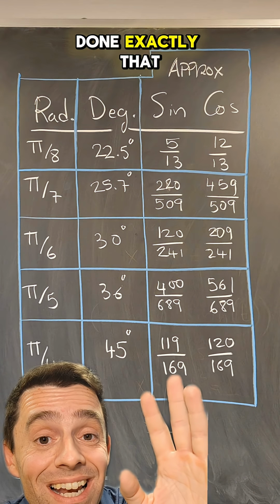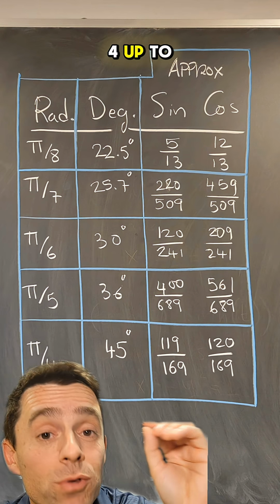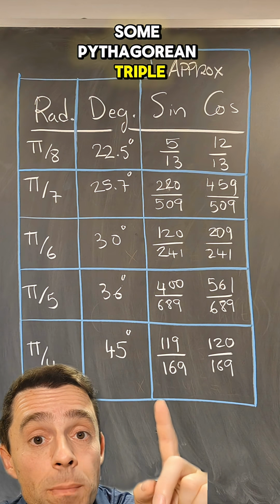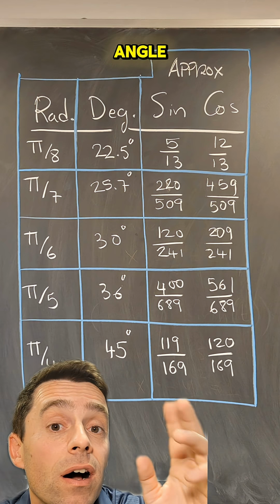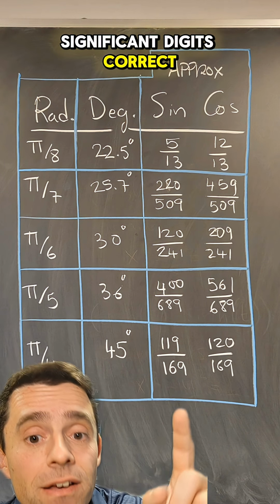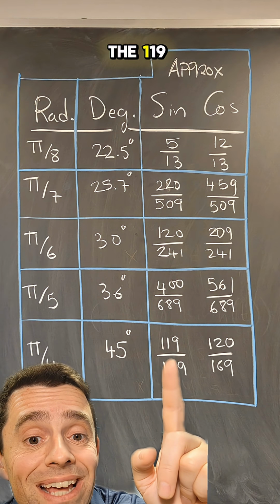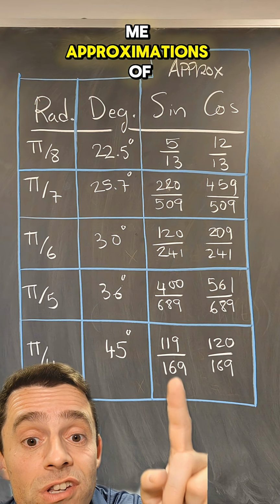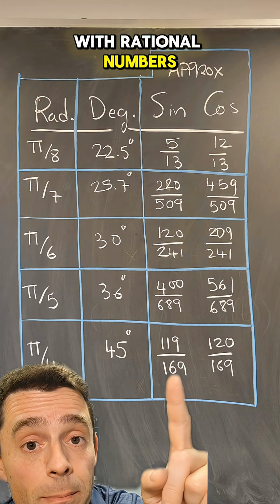So I have done exactly that for angles pi over n, for n from 4 up to 12, and I have found angles alpha prime that correspond to some Pythagorean triple, and the angle alpha prime is equal to this angle with at least two significant digits correct. So for example, for pi over 4, I have found the triple 119, 120, 169. That gives me approximations of square root of 2 over 2, with rational numbers.